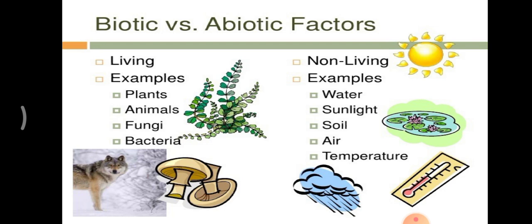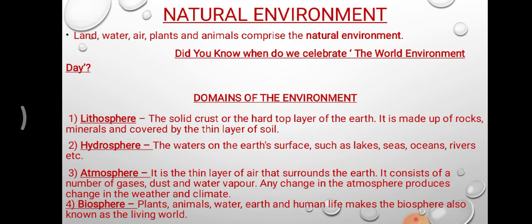Biotic versus abiotic factors. Living and non-living. Examples of living: plant, animal, fungi, bacteria. Non-living things examples: water, sunlight, soil, air, temperature. Natural environment: land, water, air, plant, and animal comprise the natural environment.